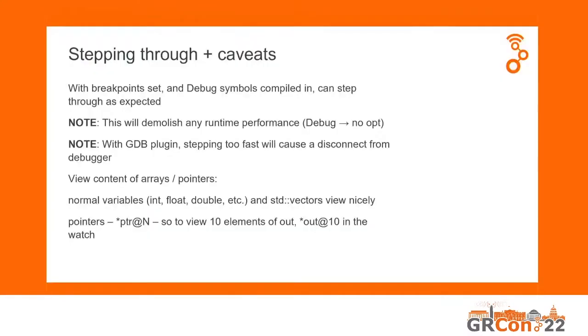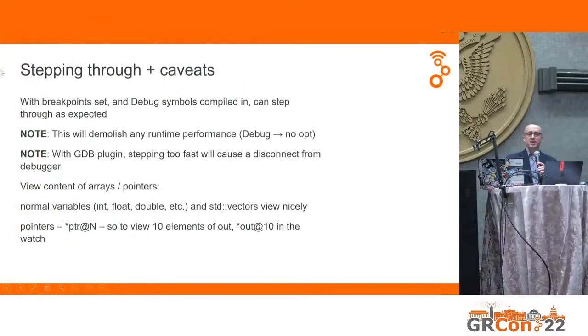Let's see. Now, if you want to step through with the GDB debugger, there's a few caveats. One, anytime you're compiling with debug symbols, with no optimization, it's going to kill any runtime performance because there's no optimization. And then with the GDB plugin, if you try to step too fast, it will just disconnect and crash, and you'll have to restart.